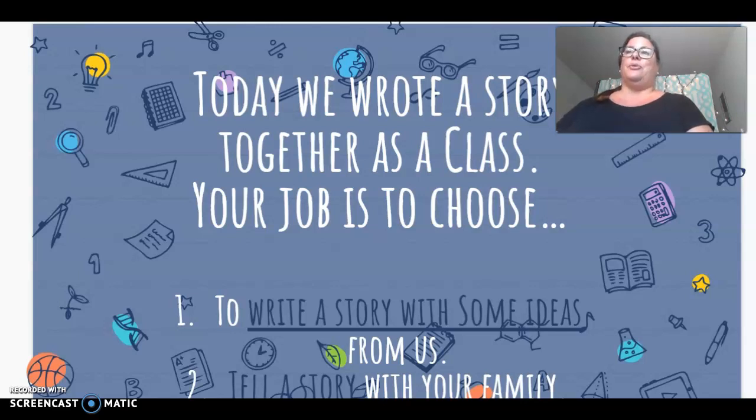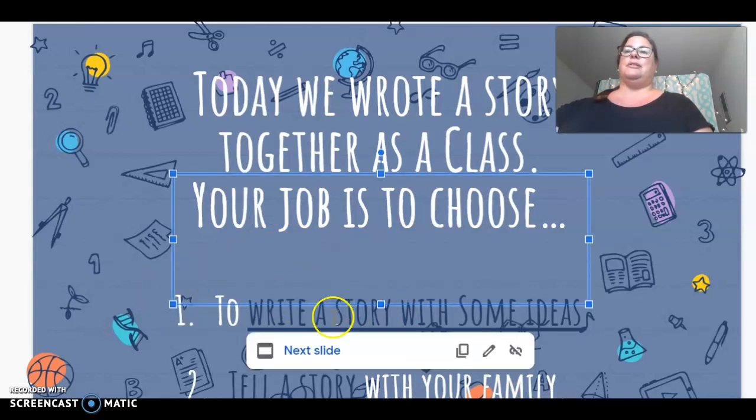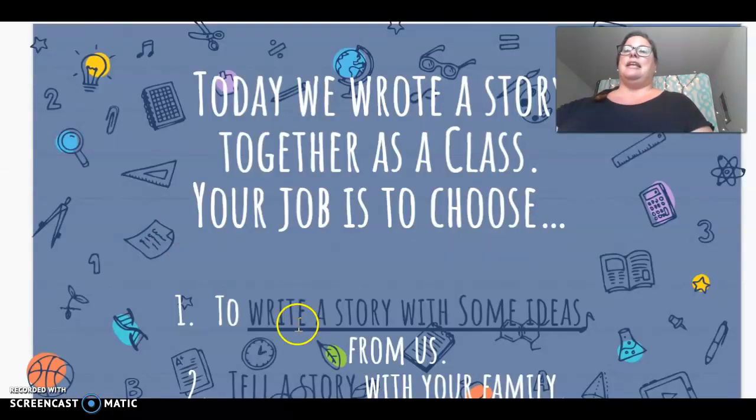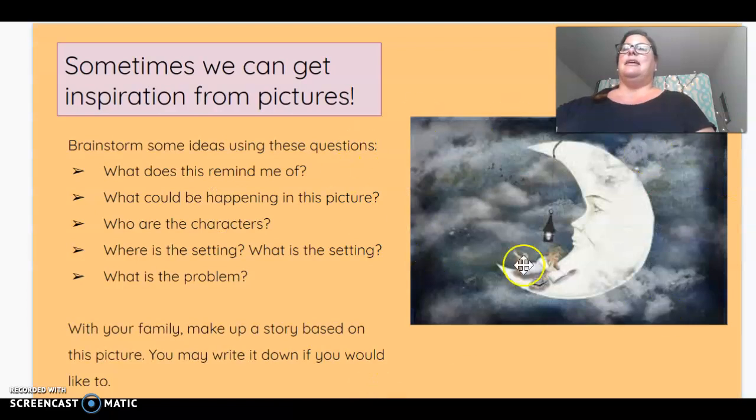In class today, we all wrote stories together. So you can do something similar, and you have two choices. The first choice, right here next to number 1, says you can write a story with some ideas from us. The second choice is you could tell a story with your family. If you choose to write a story with some ideas from us, you'll click on the words. It takes you to the next slide. If you decide you want to tell a story with your family, you click on those words next to number 2, and it takes you to that slide.